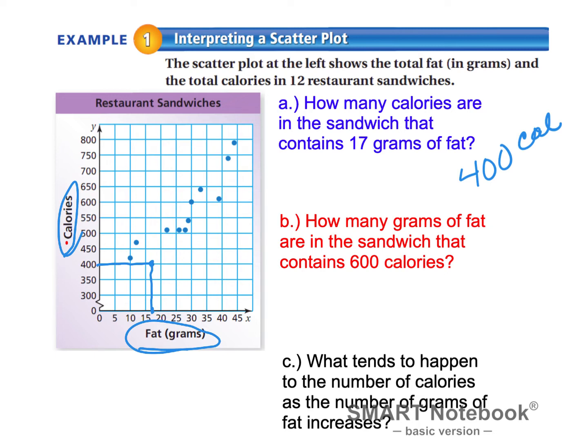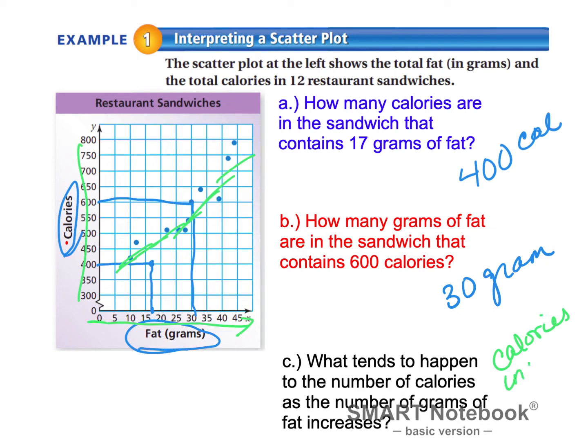Letter B then wants to know how many grams of fat are in the sandwich that contains 600 calories. So I'm going to go to 600 calories. I'm going to go across and then straight down. That has 30 grams of fat. Letter C, what tends to happen to the number of calories as the number of grams of fat increases? So we're looking along here. As our fat grams go up, what happens to our calories? Every time they go up, it tends to go up. So the calories also increase. As the fat grams go up, so do the calories.